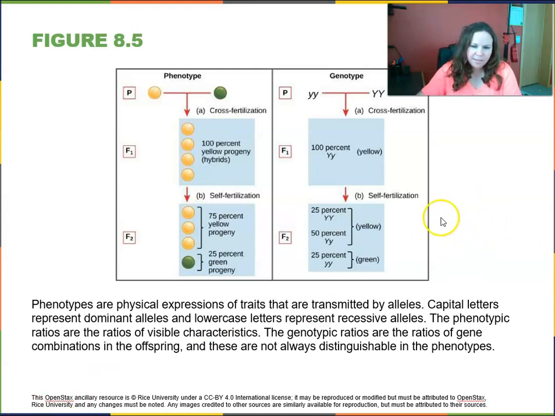Here's another example of that experiment in this figure, using yellow and green peas, and then using Y's for their genotype letters.